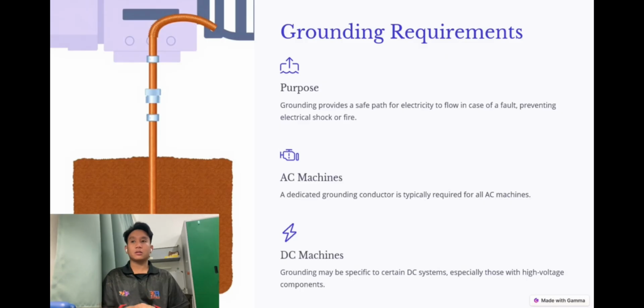Grounding requirements. The purpose of grounding is to provide a safe path for electricity to flow in case of a fault, preventing electrical shock or fire. For AC machines, a dedicated grounding conductor is typically required. For DC machines, grounding may be specific to certain DC systems, especially those with high voltage components.